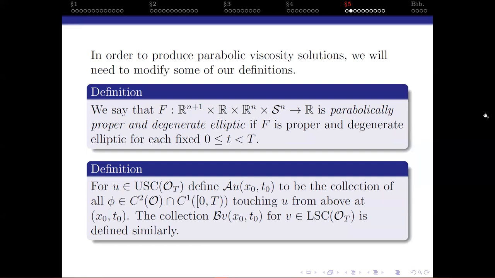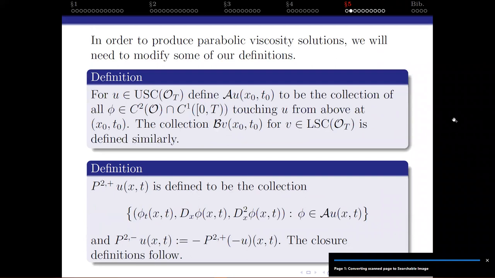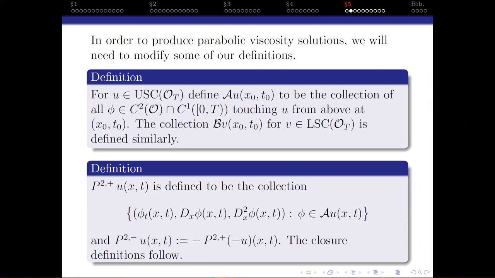I'm also going to jump directly to the idea of the touching above and below functions. In this case, when I talk about touching above and below functions, they can't just be C2. They have to be C2 in the spatial directions, but they have to be C1 in the time direction. And once I have touching above and touching below functions, I can define the jets more or less like I did last time. You'll notice that this time I have to also include the t derivative, but otherwise everything is basically the same. It just adds an extra component.